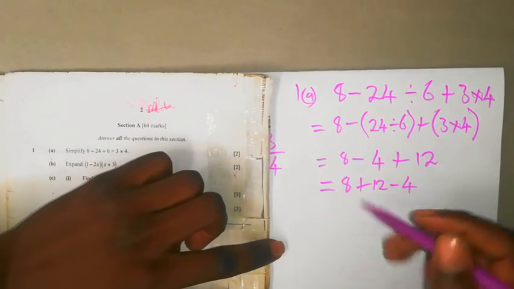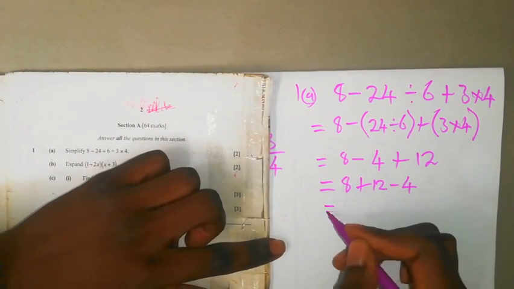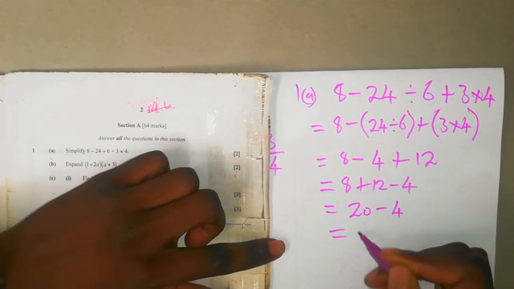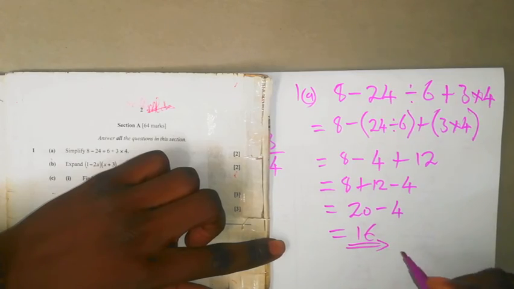So here finally, I've rearranged. I'm going to have it equal to 20 minus 4. That's equal to 16. So this is my final answer.